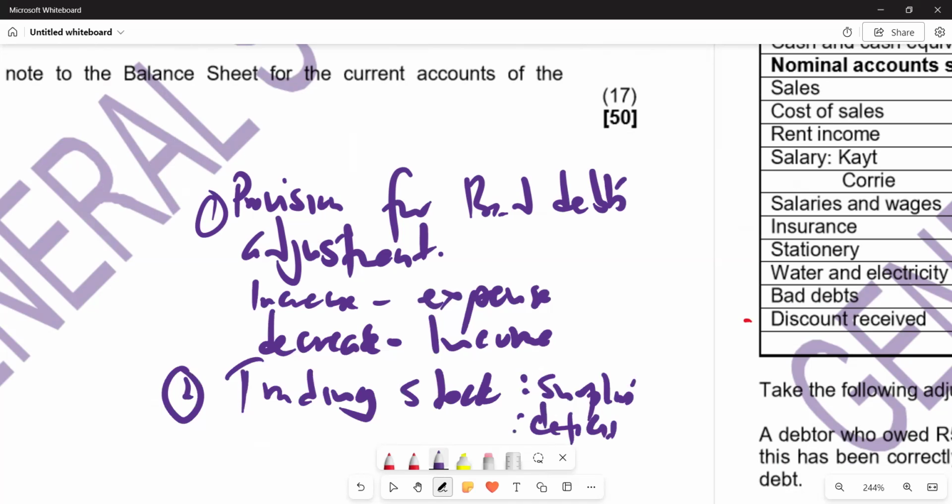If it's surplus, it's an income. If it's a deficit, it's an expense. So those are some of the things that we have to check before we leave the other income section. So for provision for bad debts, let's start with provision for bad debts adjustment to see if we are given it in this question.